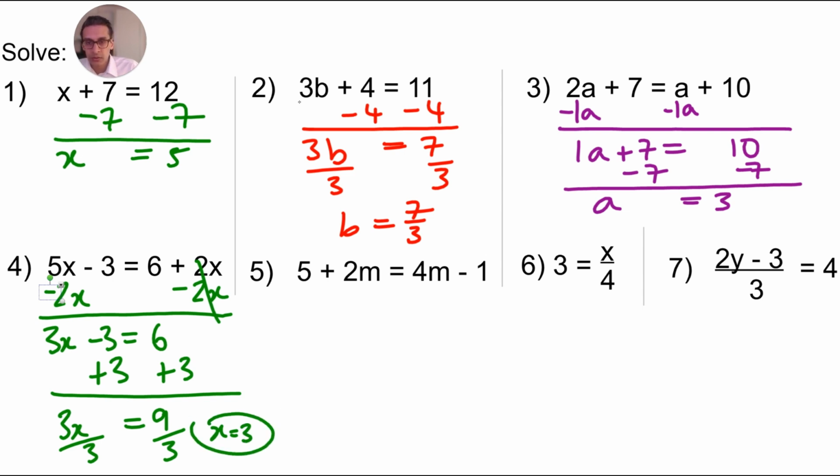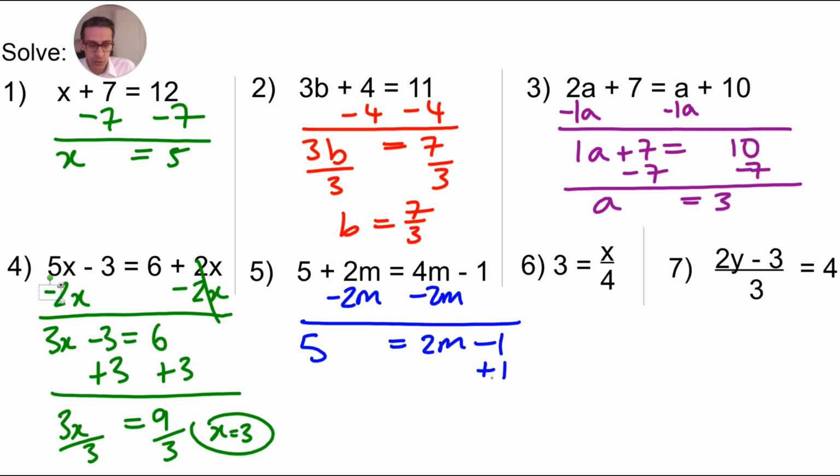Okay, next question. We have unknowns on both sides again, but this time 2m is less than 4m, so we're going to take away 2m from both sides. We get 5 is equal to 2m minus 1. We're going to add 1 to both sides, so this becomes 6 equals 2m, and then we're going to divide by 2. So 3 is equal to m.